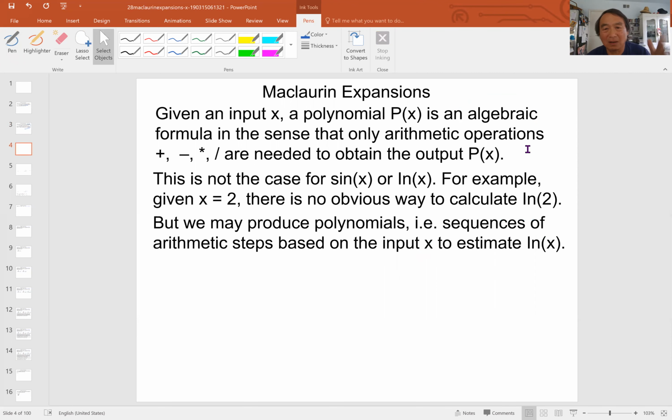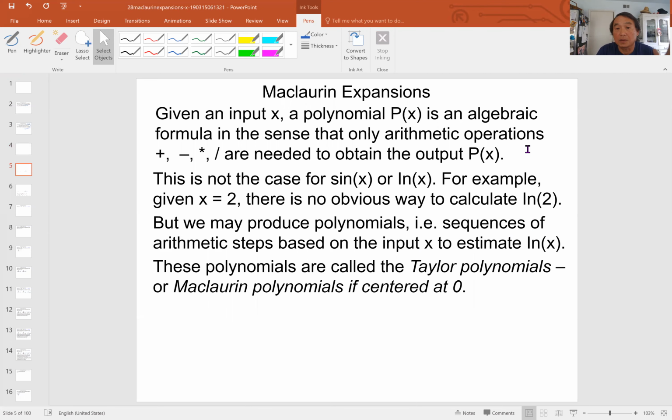This type of formula, log of x and sine of x. What we're going to do is try to bridge these two. How can we expand the polynomial so that it can compute log and sine? This is exactly what we're going to do, using these infinite expansions and power series.